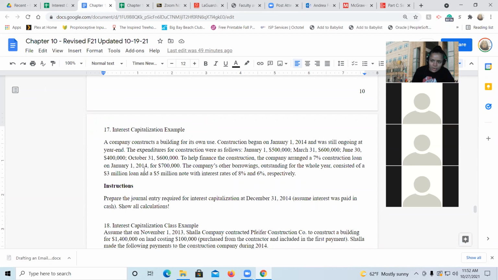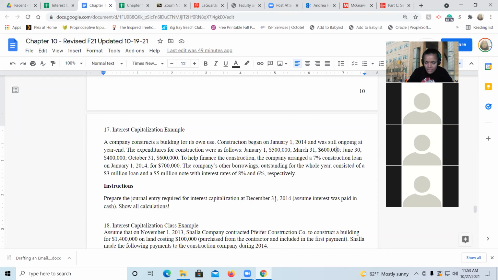So this means that this loan has been outstanding the whole year at that interest rate. So that's going to be part of the avoidable interest calculation. The company's other borrowings outstanding for the whole year consisted of a $3 million loan and a $5 million note with interest rates of 8% and 6% respectively. Prepare the journal entry required for interest capitalization at December 31, 2014.